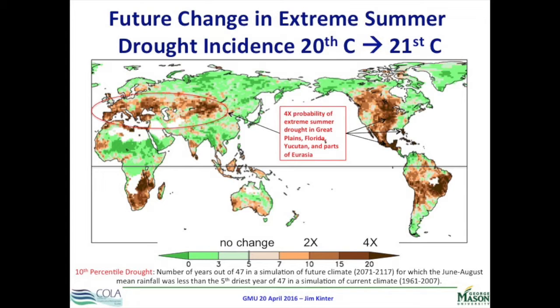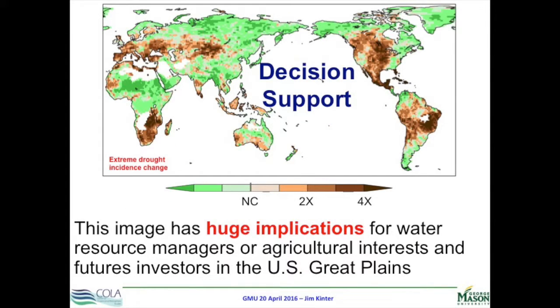If we look at things like extreme drought, same story. With a model with spectacles, we see that the North American Great Plains are destined for much more frequent extreme droughts. And this is a very important figure because it has huge implications for water resource managers, agriculture, and people who might make investments in futures.